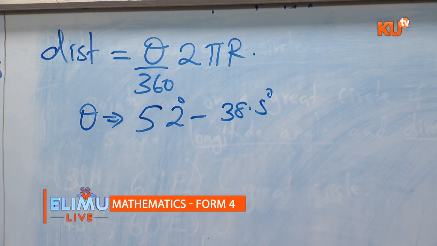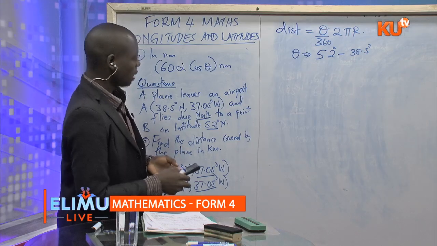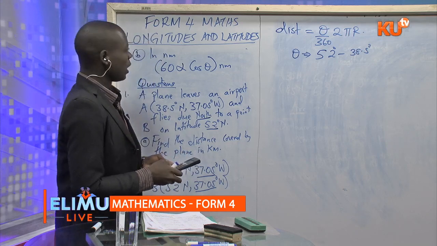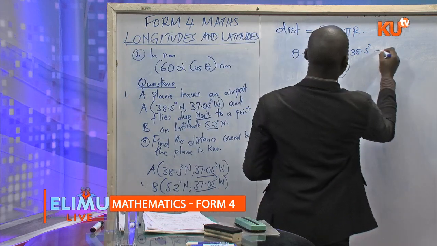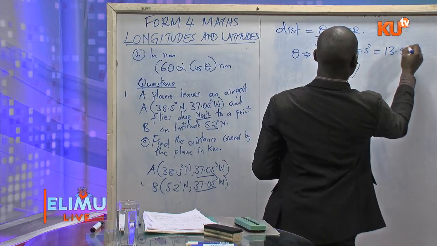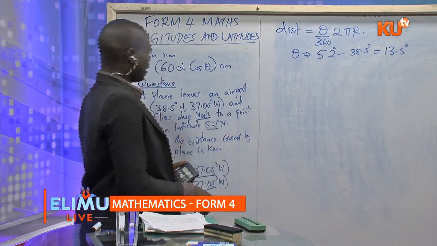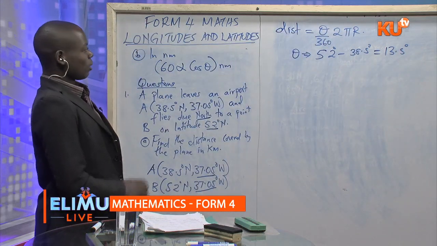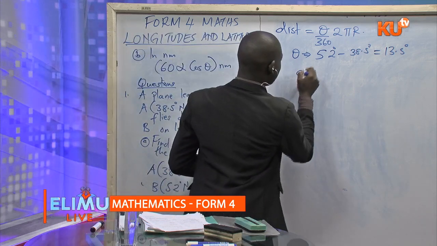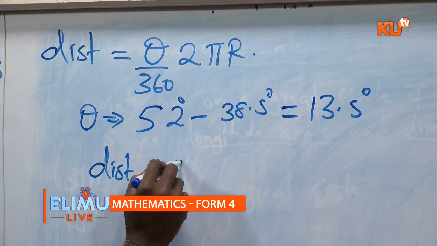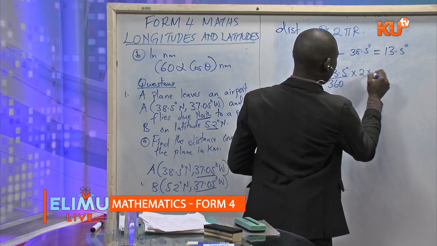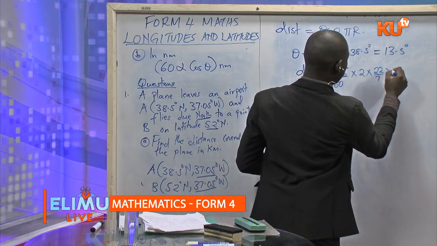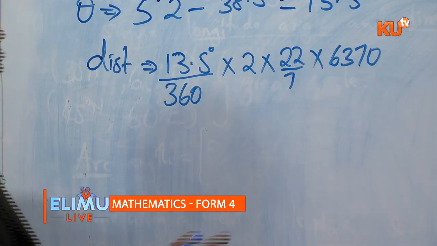I hope you have your calculators so that we can do it together. 52 degrees less 38.5 gives us 13.5 degrees. That is the difference in latitude. And so we replace here and say our distance will be equal to 13.5 degrees over 360, multiplied by 2, multiplied by pi, which is a constant of 22 over 7, times 6370 kilometers.